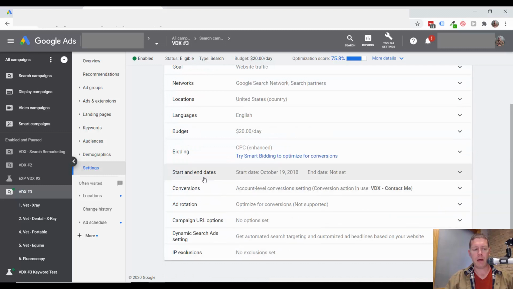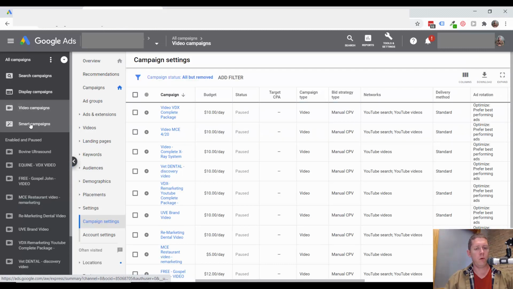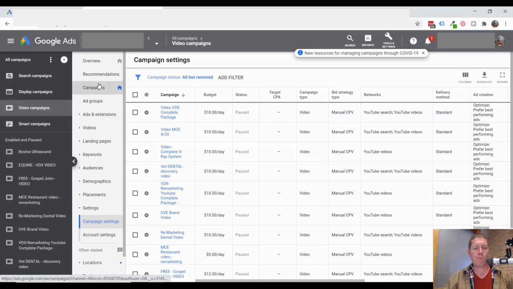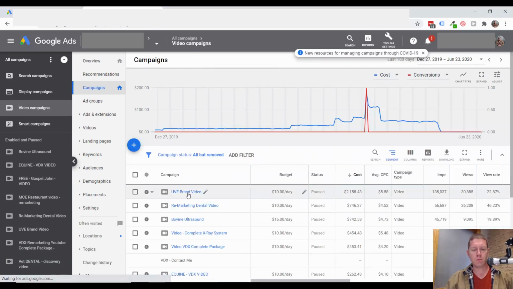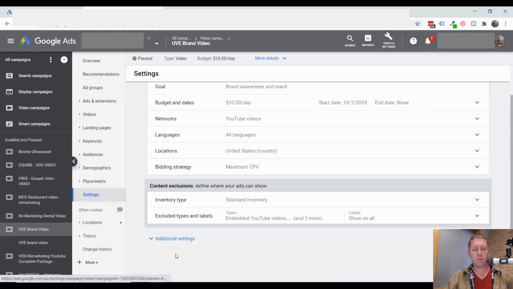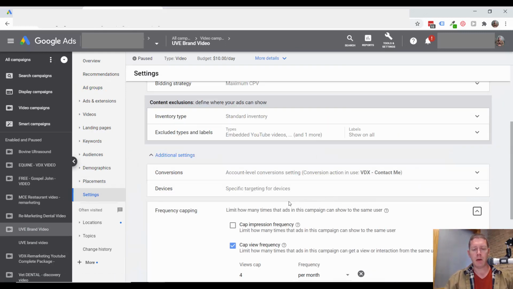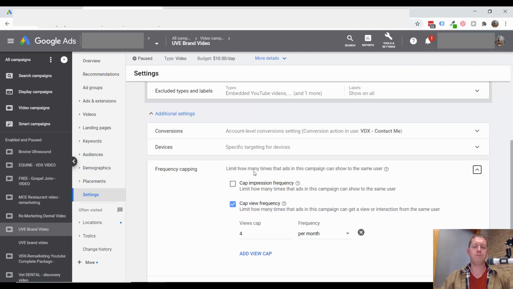So this campaign, you see is set to 4 views per month. So basically what this means is they're only going to see your ads in this campaign 4 times per month. Once they've viewed an ad 4 times, they're not going to see it anymore. A view, of course, is someone who watches 30 seconds or more of the ad.